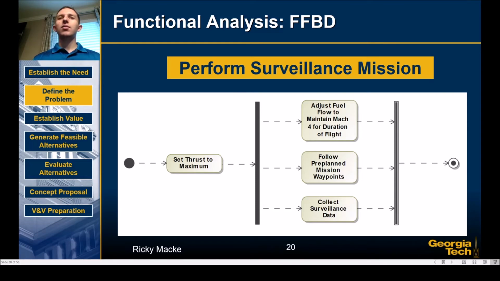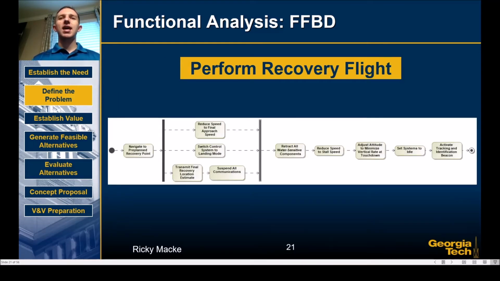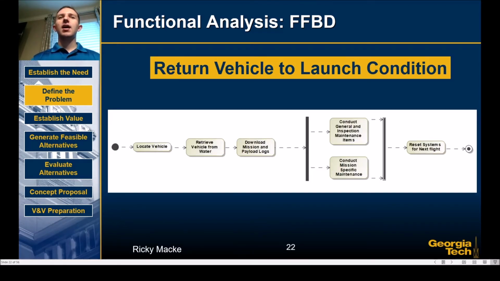And then once it's done with its surveillance mission, it egresses and performs the recovery flight, and that begins with navigating to a recovery point, conducting approach operations in parallel until it's ready to land, conducting a landing sequence, and then preparing all the systems to wait for recovery. Finally, returning the vehicle to a launch condition begins with locating the vehicle, then retrieving the vehicle from water, downloading any important mission and payload data, and then conducting maintenance and inspection operations until it's ready to be launched, and then all the systems are reset for the next flight, and it begins that sequence over again with the launch.